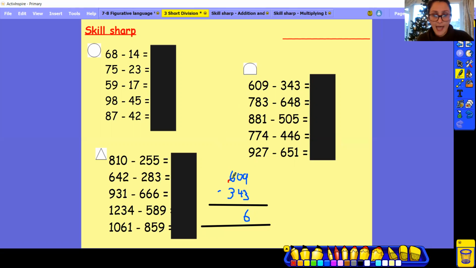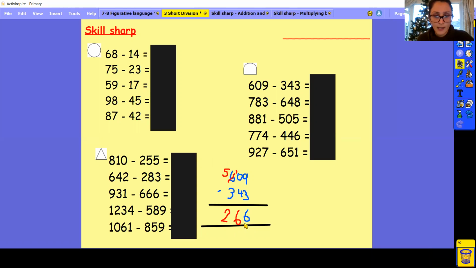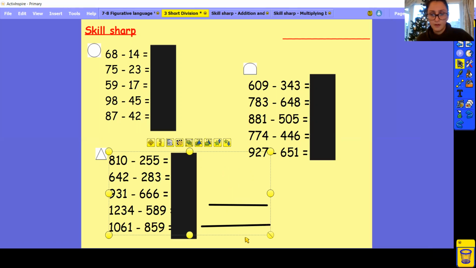I'm going to have to take a 10 from this hundreds column. So this turns into a 5, and we carry it over. So now we have 10 take away 4. 10 take away 4 equals 6. And then we carry on with our hundreds. 5 take away 3 equals 2. So the answer is 266. So clean that off.